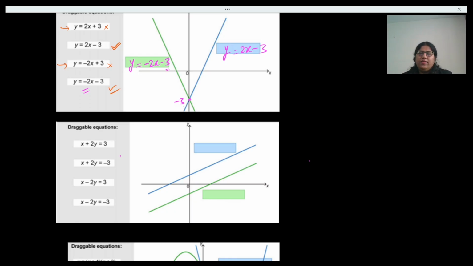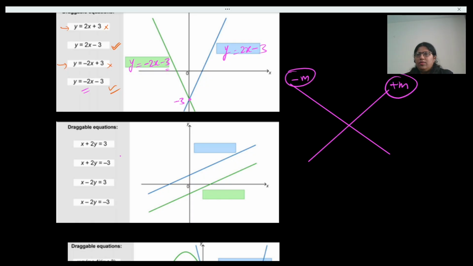Right? So whenever the line is going like this, it is a positive correlation or positive gradient. If it's coming down like this, it is always going to have a negative gradient. This is negative m, this is always going to be a positive m. The steeper the gradient, the bigger the value. Other than this, you can see that these are parallel lines, right?